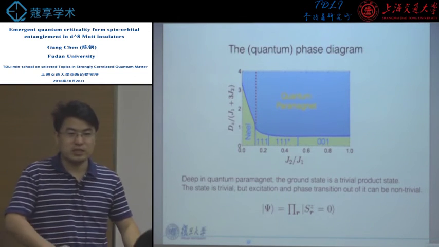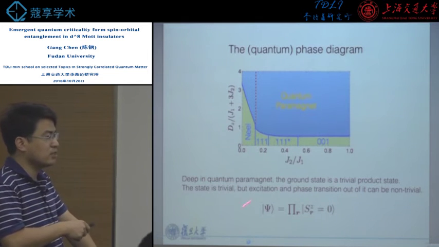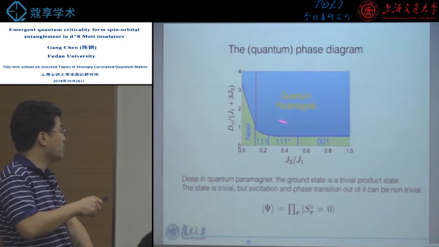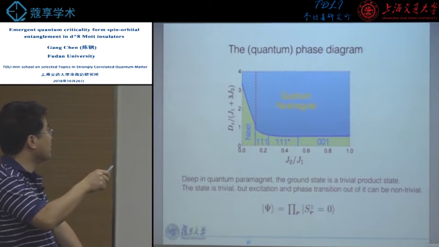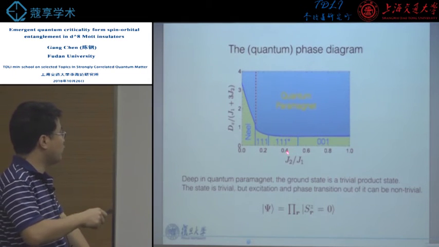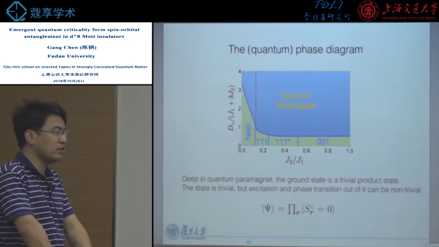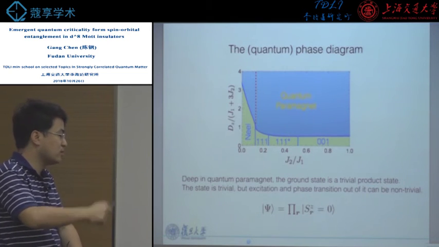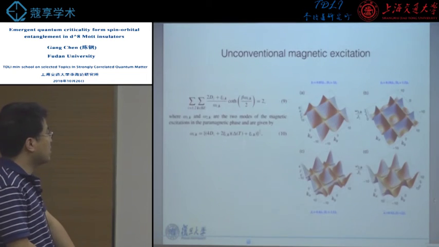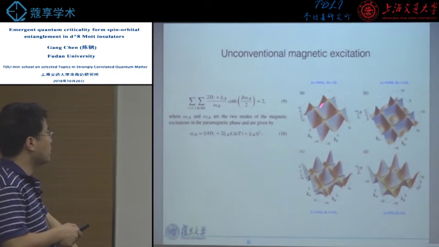So the ground state is a completely trivial state, which is connected to this trivial product state. Even if the actual wave function strongly deviates from this trivial product state in the limit when D is very large, you can deform the wave function from here to here. So there is no phase transition. It's connected to a trivial state in the limit when Dz is very large. But the excitation is non-trivial. So this is the excitation spectrum for different ratios of J2 over J1.